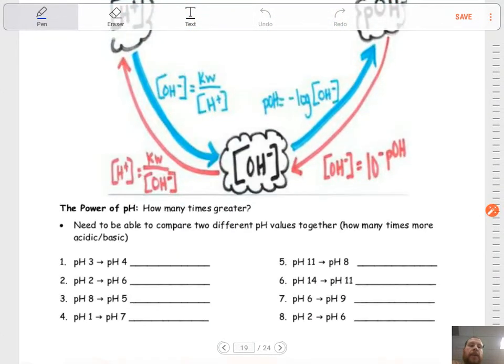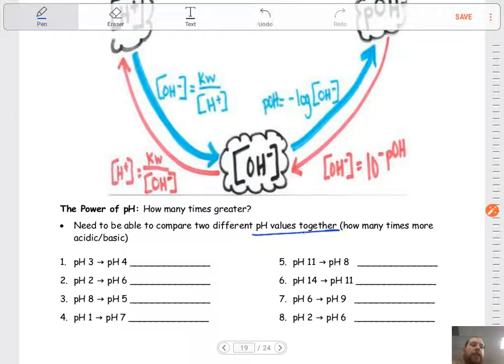Now, the other piece that we need to talk about here with pH, and we saw one of these actually on last year's June Regents exam, is how many times greater, okay? So you've got to be able to compare two different pH values together, how many times more acidic or basic, okay? So when we talked about logs, it's powers of 10. So each pH change you do is a power of 10.